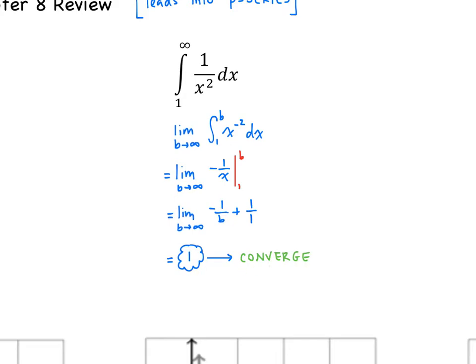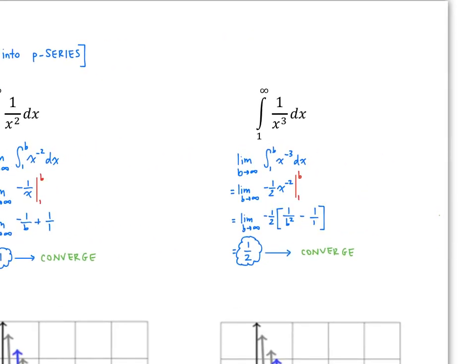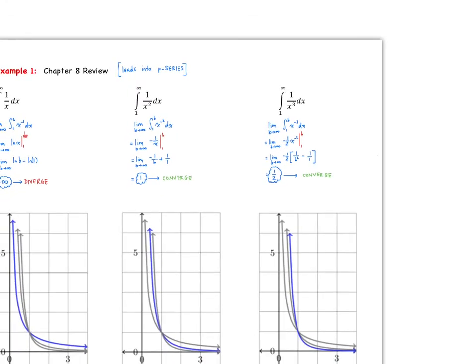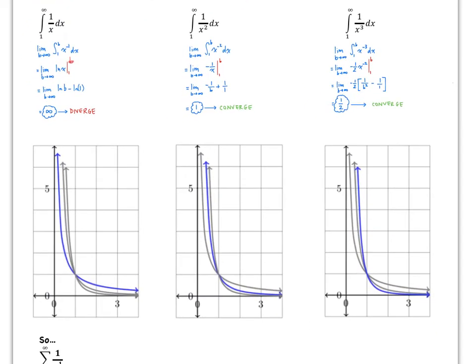And then finally, our last integral, the integral from 1 to infinity of 1 over x cubed dx. Setting up our improper integral, the limit as b approaches infinity of the integral from 1 to b of x to the negative 3, we can integrate that easily. And when we go through, we're going to get 1/2, which converges. Okay, so you can take a look at these three graphs, but this is leading into a P series.